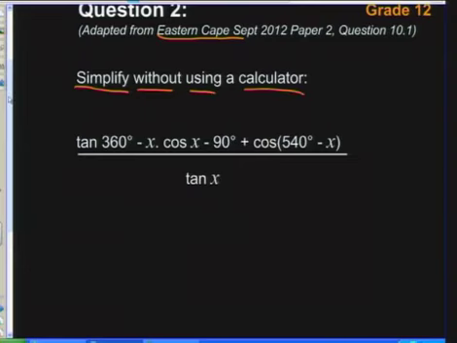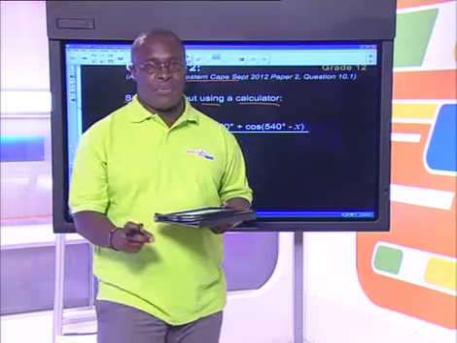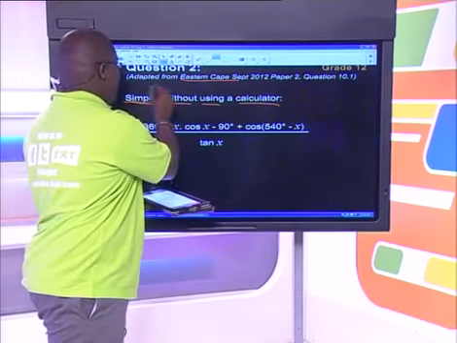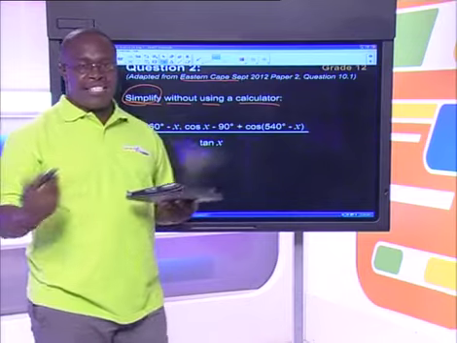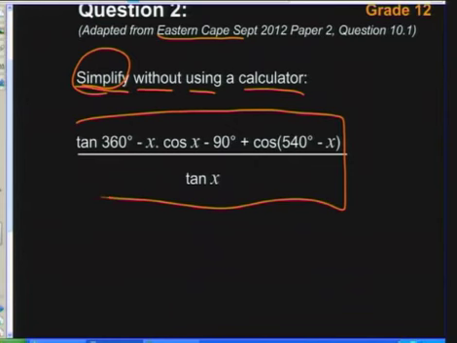It's extremely important for you to understand the question before attempting to do anything. First of all, understand what you are required to do. So in this case, to simplify, what does it mean? It means you have to write this very same expression in a simplified form. They're not saying solve anything.